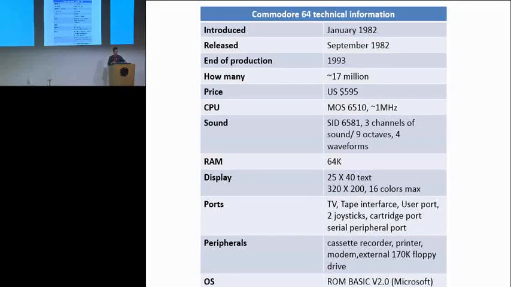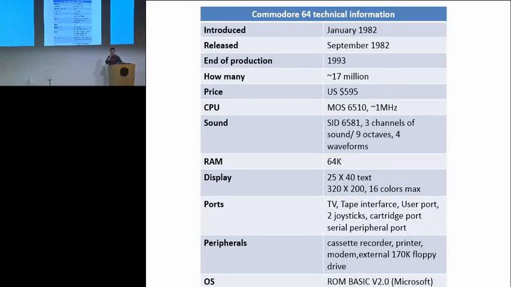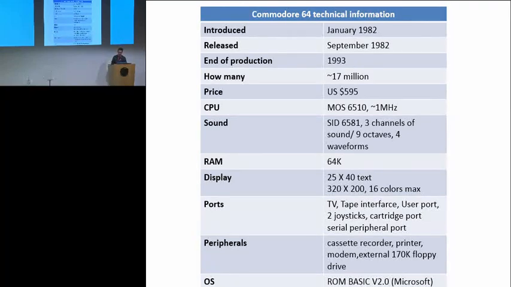It has a lot of ports: TV, tape interface, a user port. You can compare the Commodore 64 user port with, for example, the Arduino systems some of you may play with. So the user port can be seen like a microcontroller that you can play with. It has 2 joysticks, a cartridge port, obviously, and a serial peripheral port to communicate, for example, with the floppy drive. And the operating system was in a ROM by Microsoft, and it was BASIC version 2.